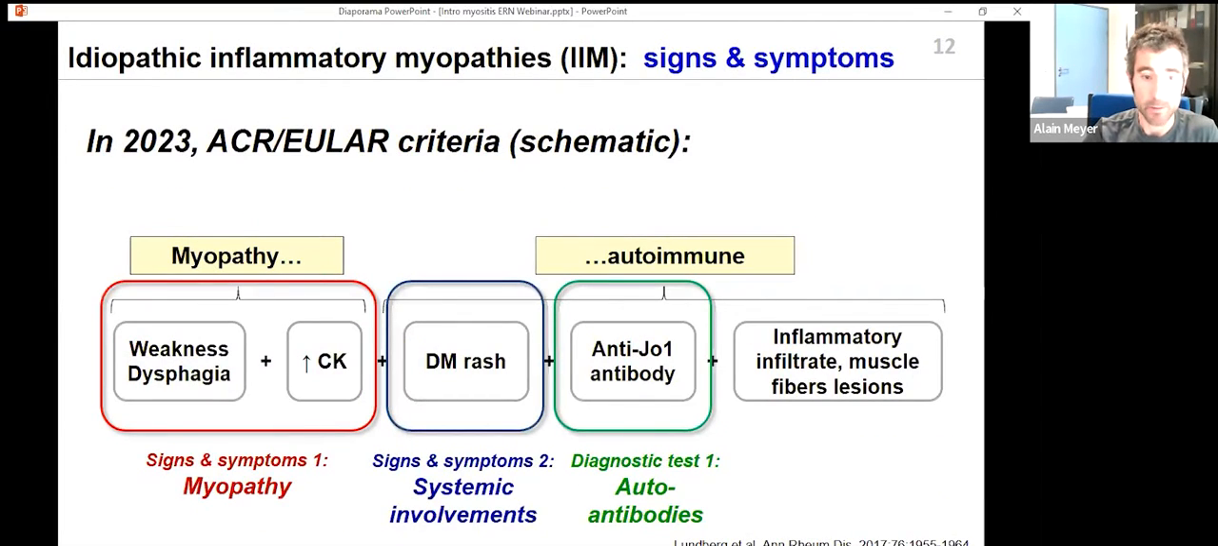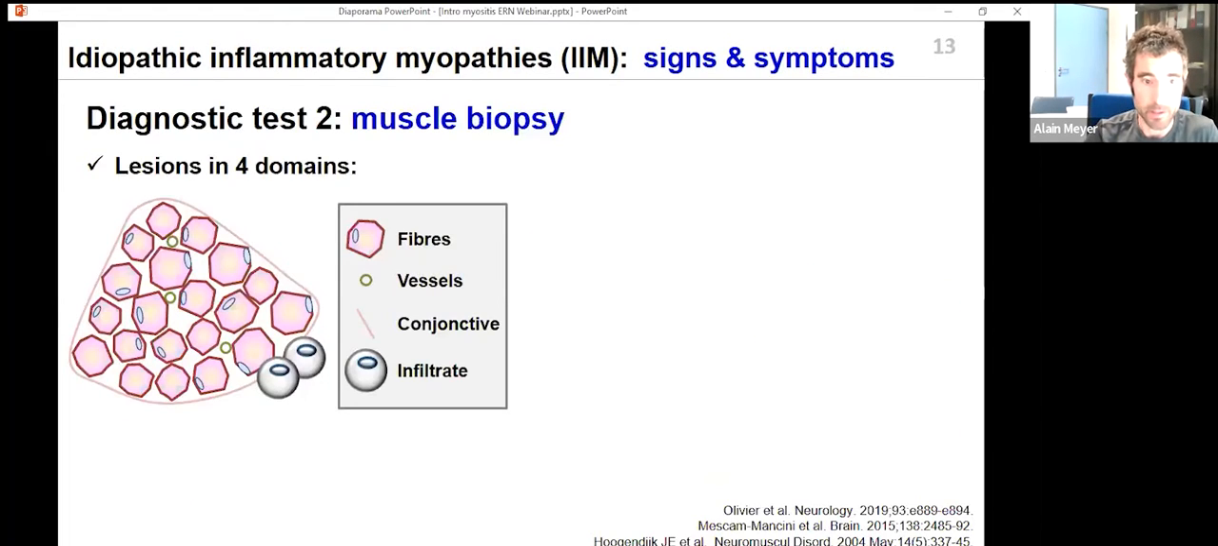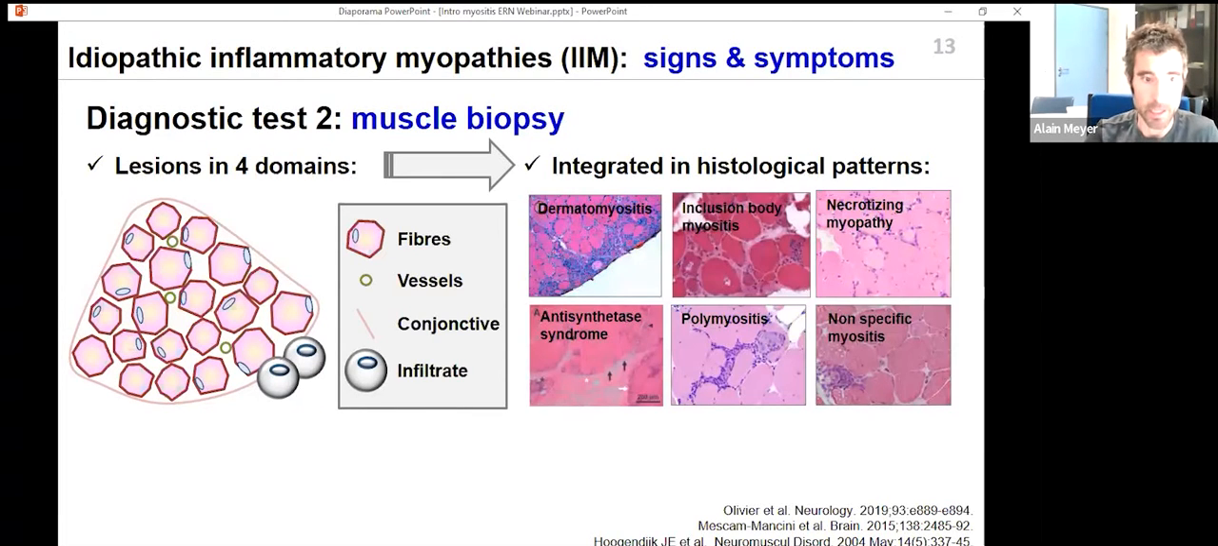Are there other diagnostic tests following the ACR-EULAR criteria? The diagnostic test number 2 is muscle biopsy. Schematically, this test consists in the analysis of the muscle lesions in 4 domains: the fibers, the vessels, the conjunctive tissue, and the infiltrate. These lesions are then integrated in histological patterns, as you can see here, and muscle biopsy improves diagnosis of inflammatory myopathies.